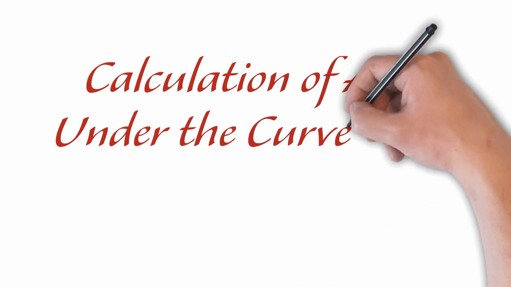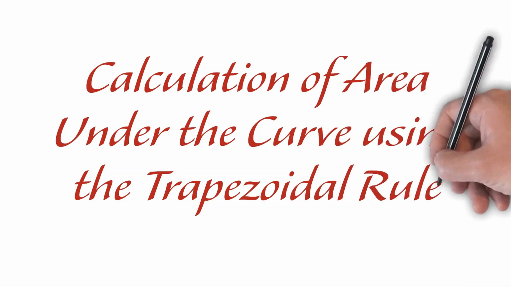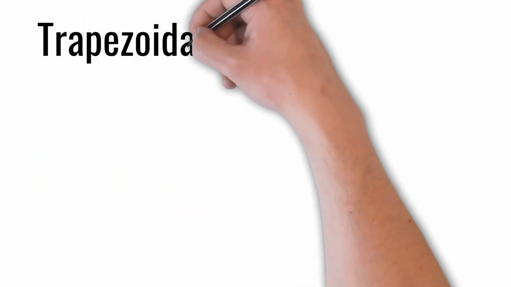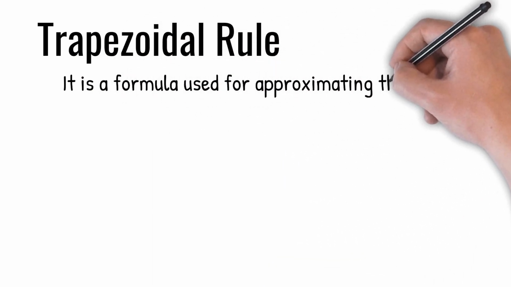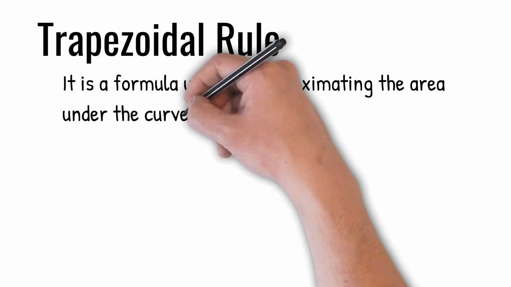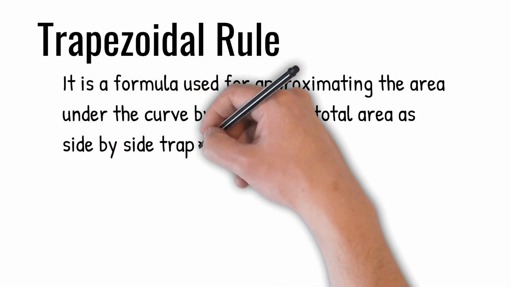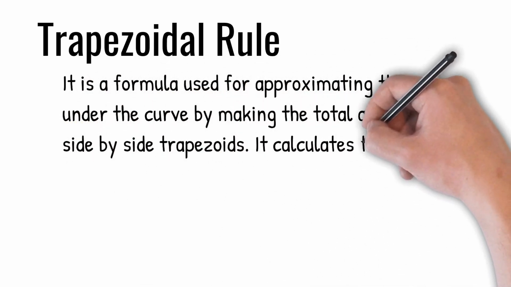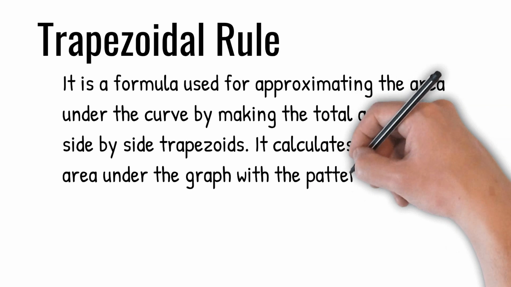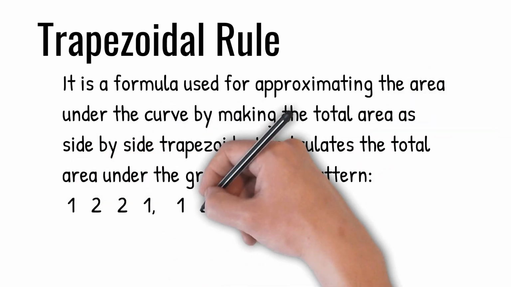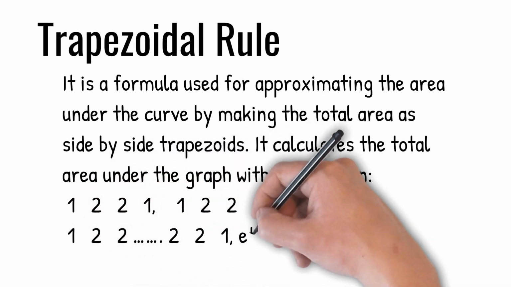Calculation of area under the curve using the trapezoidal rule. Trapezoidal rule. It is a formula used for approximating the area under the curve by making the total area as side-by-side trapezoids. It calculates the total area under the graph with the pattern 1, 2, 2, 1, 1, 2, 2, 2, 1, 1, 2, 2, 2, 2, 2, 2, 2, 1, etc.